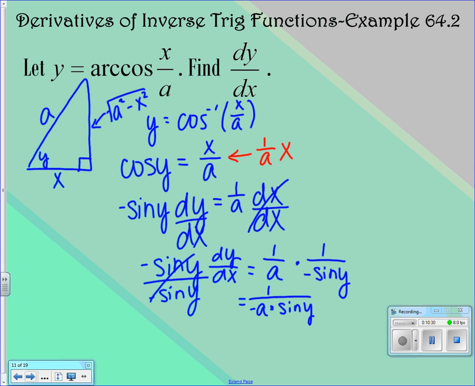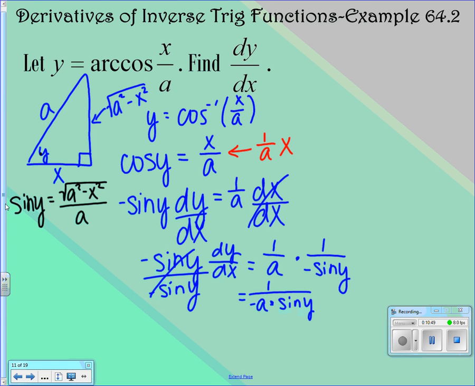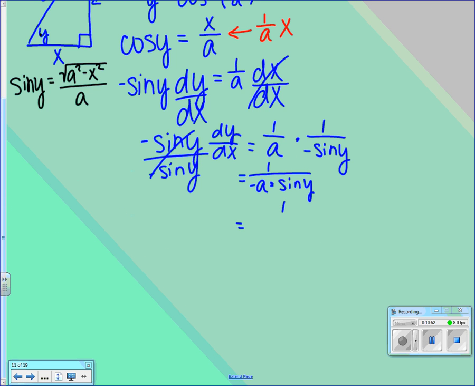So again, we need to look back at our triangle and figure out what the sine of y could be. If you look over here, the sine of this angle is going to be opposite, which is the square root of a squared minus x squared, all over the hypotenuse a. And we can plug that into our equation down here. So we're going to have 1 over negative a times, instead of y, the square root of a squared minus x squared all over a.